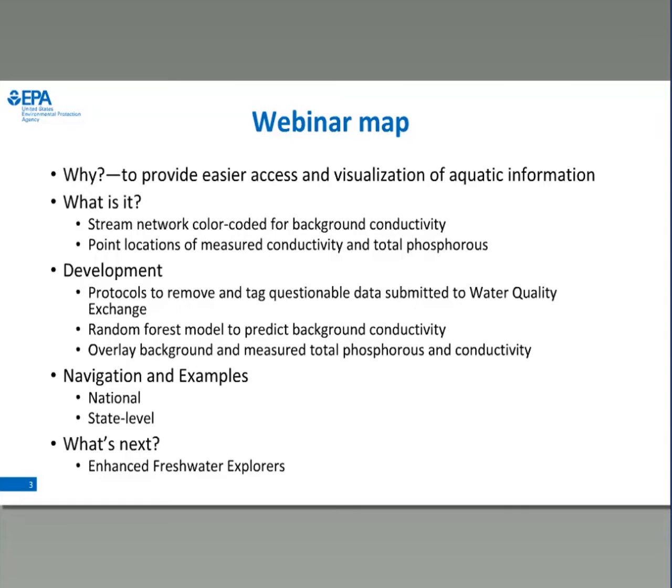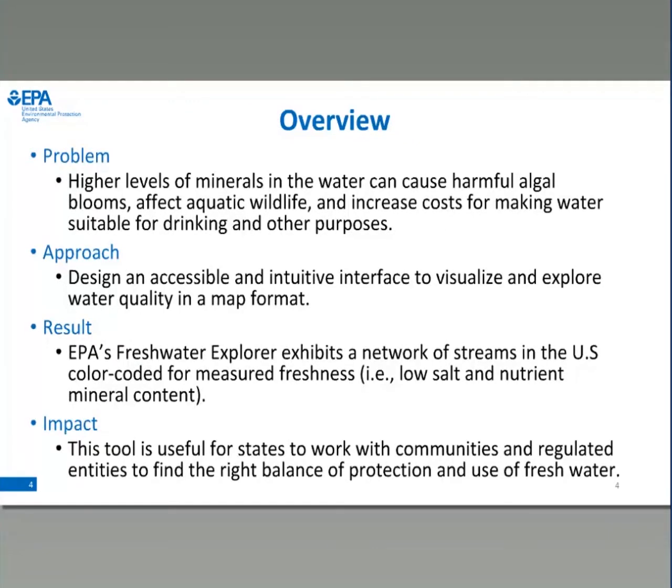Right now, what it does contain is a stream network that's color-coded for background conductivity and point locations of measured conductivity and total phosphorus. As we go through the slides, I'll refer back to this little outline of what we're going to do in terms of talking about the development, the navigation, examples, and what's next.